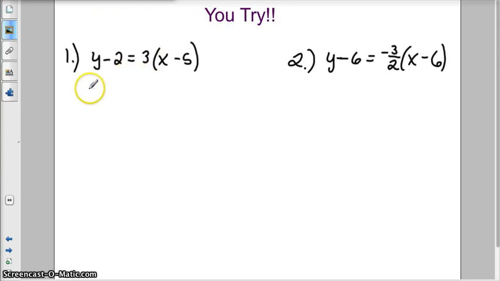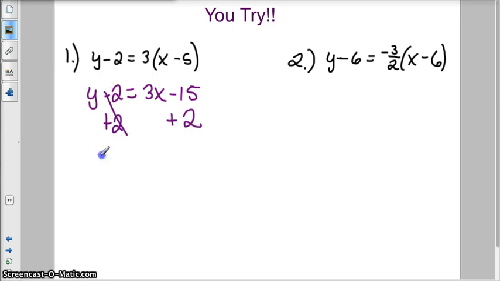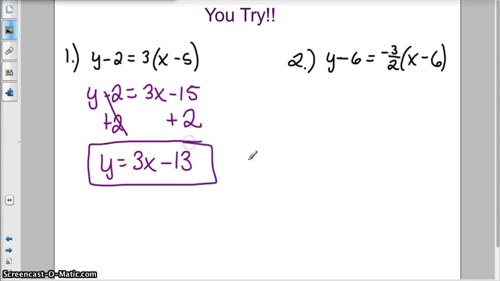Okay, so on number 1, you should have brought down y minus 2 equals, and we're going to distribute the 3 out, so 3x minus 15. And the last step is going to be add 2, cancel out, y equals 3x, negative 15 plus 2 is negative 13. And there it is, in y equals mx plus b form, so you're done.